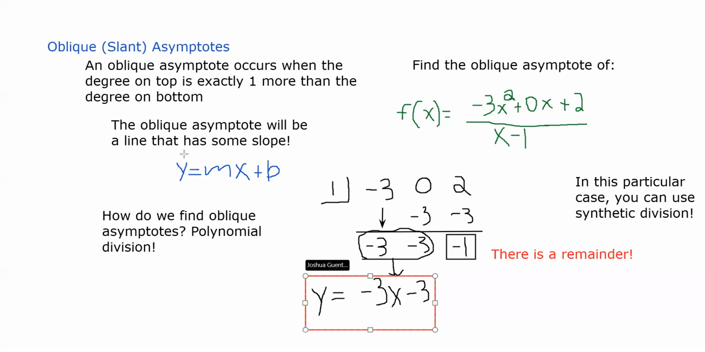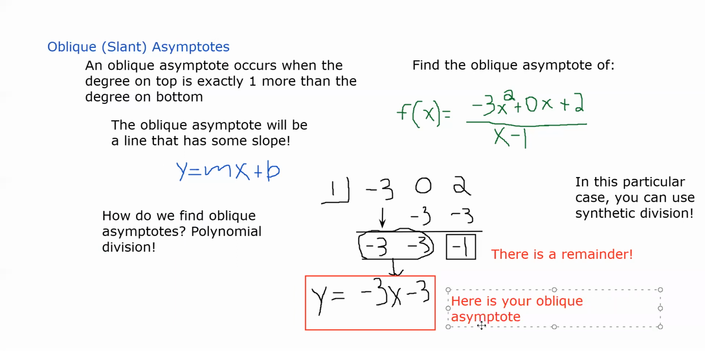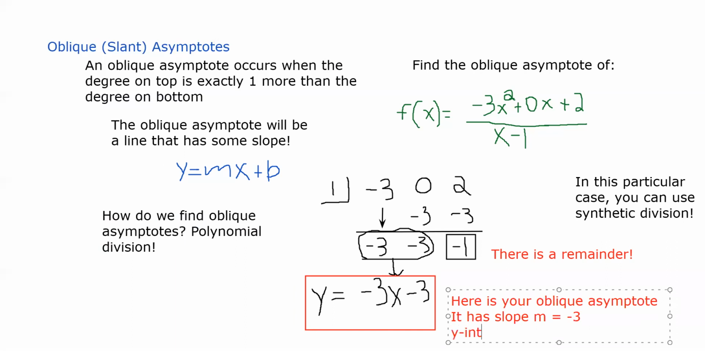Remember, the oblique asymptote is going to be an actual y equals mx plus b type of line. So here is your oblique asymptote. It has slope of negative 3, y-intercept of negative 3.